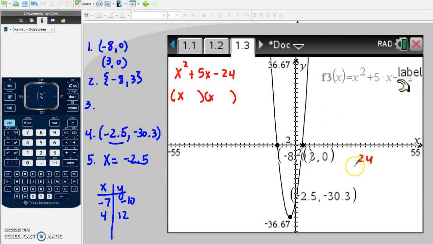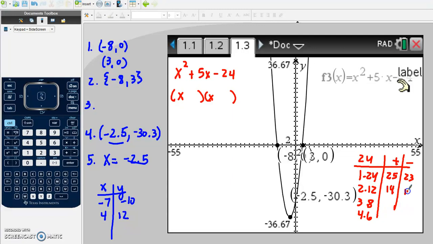So I've got the factors of 24 listed right here. I've got 1 times 24 and 2 times 12 and 3 times 8 and 4 times 6. And then I'm adding my factors, and then I will subtract my factors. I will add and I will subtract, and then I will add and I will subtract. And I am looking for my middle term of 5. I found it right here. That means I'm using 3 and 8.